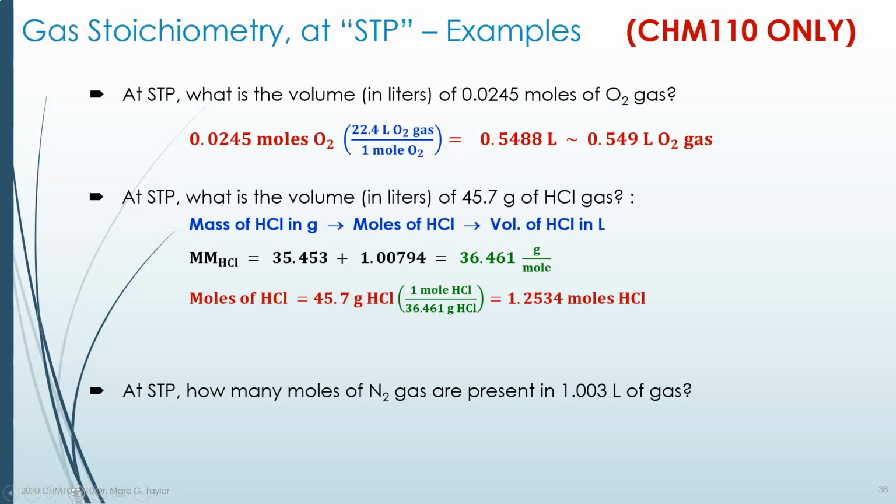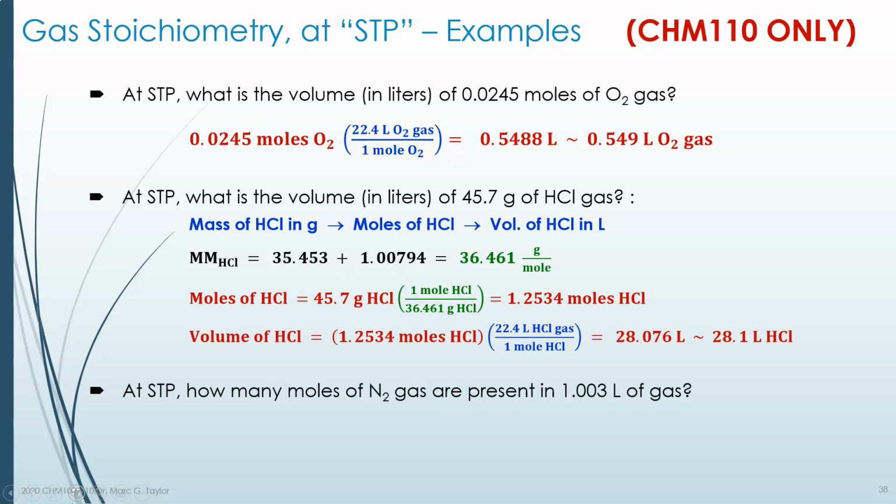Now we have the number of moles. We use our 22.4 liters per mole conversion factor, and that will give us 28.076 liters, just a little more than 22.4 because we started with just a little more than 1 mole. So that makes total sense. And in the end, we round it to 3 significant figures, 28.1 liters of HCl gas.